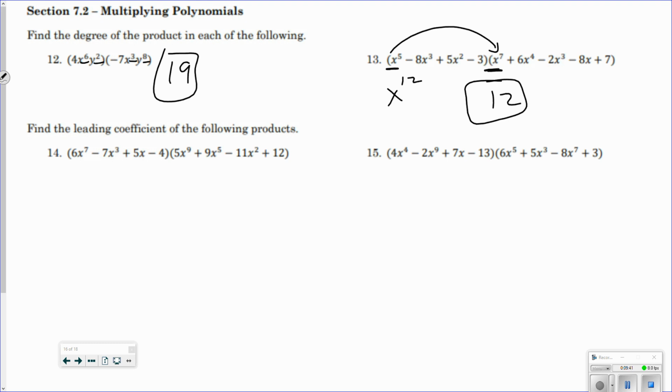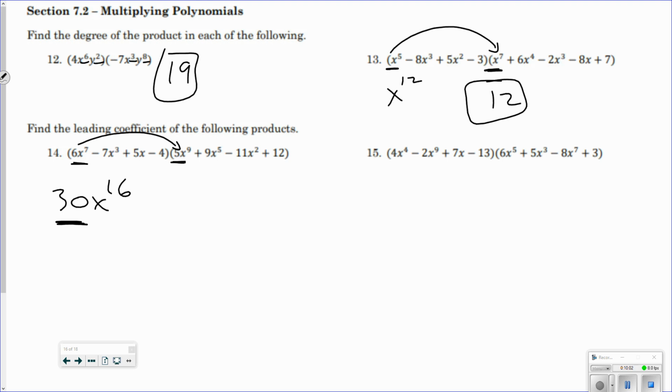So in 14, it'll be 6x to the 7th and 5x to the 9th. You multiply them together because if you were to distribute this whole thing out, you have the biggest term. You multiply 6x to the 7th with 5x to the 9th, which will give you 30x to the 16. So my leading coefficient is 30 for a degree of 16.